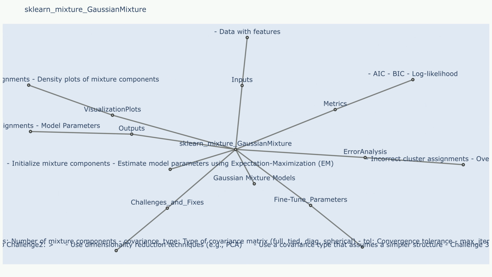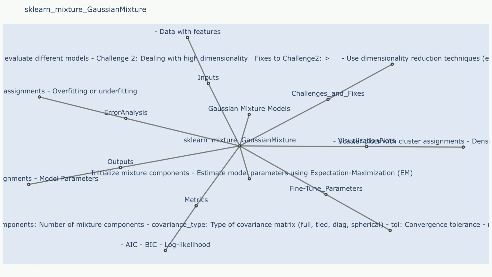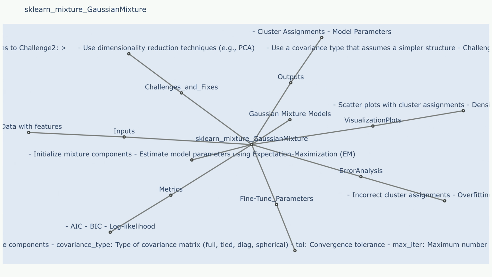Outputs. Weights: a 1D array of mixing proportions for each Gaussian component. These values represent the probability of a data point being generated from a specific Gaussian component. Means: a 2D array of mean vectors for each Gaussian component. Each row corresponds to the mean vector of a specific component. Covariances: a list of covariance matrices for each Gaussian component. The covariance matrix describes the spread and orientation of the Gaussian distribution in feature space.